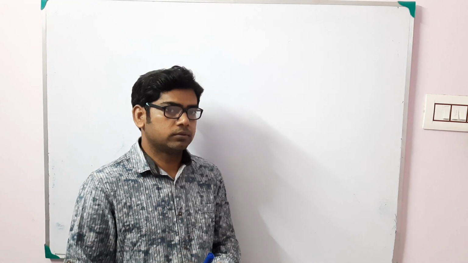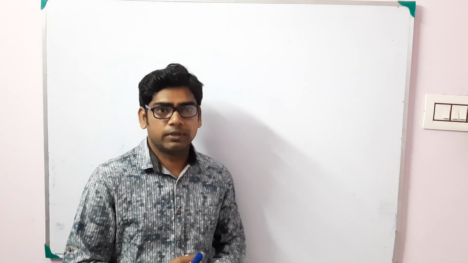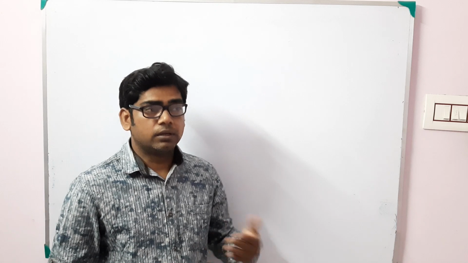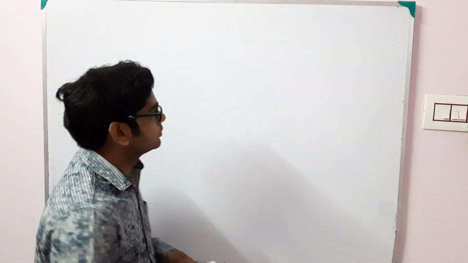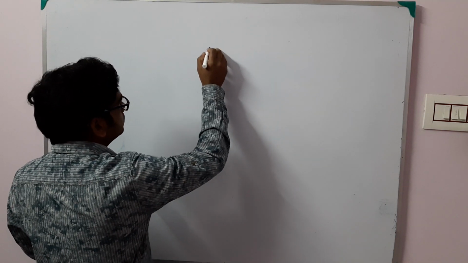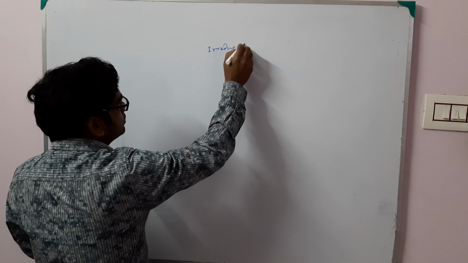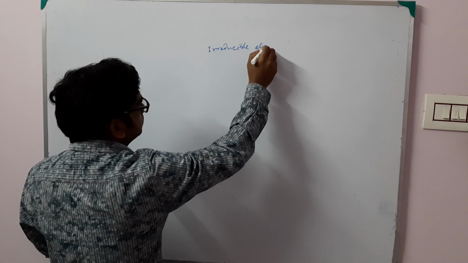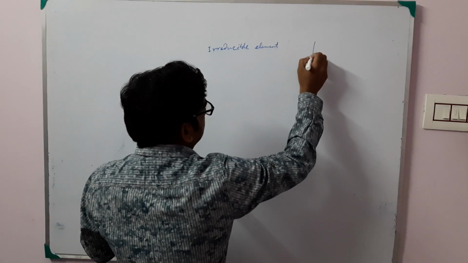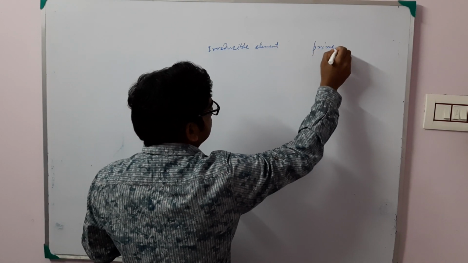Today we are going to learn about two new notions. The first one is irreducible element and the second one is a prime element in a commutative ring with unity 1. So let us define these two terms: irreducible element and prime element.